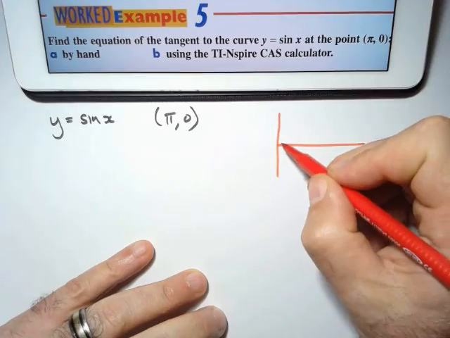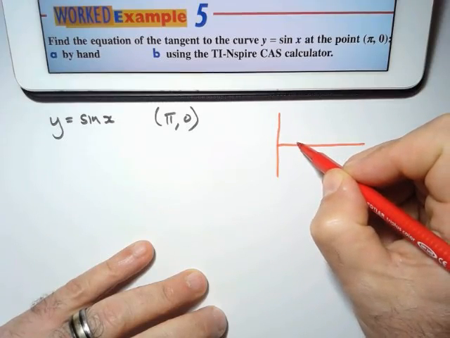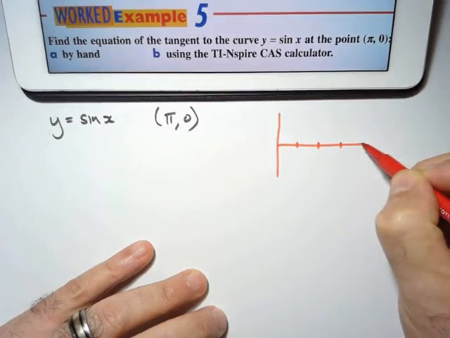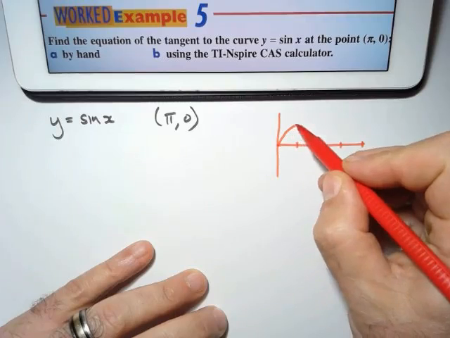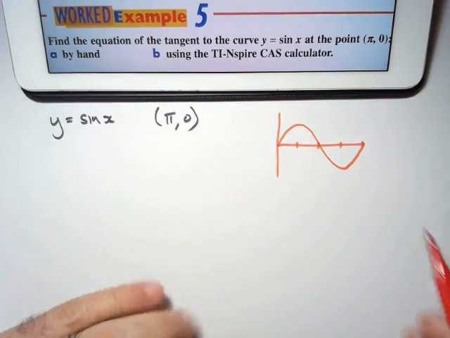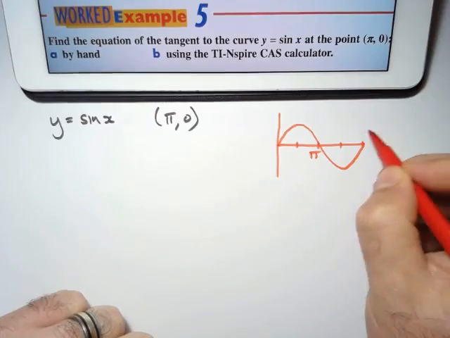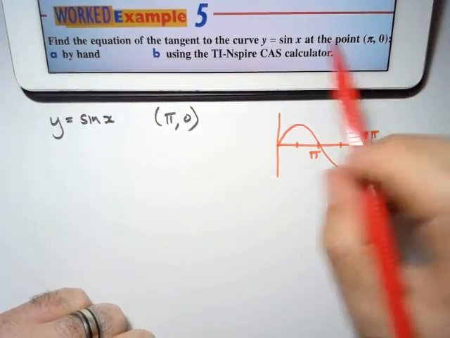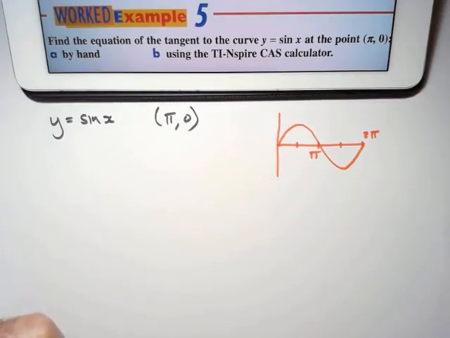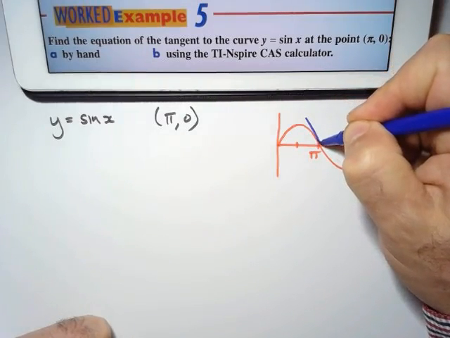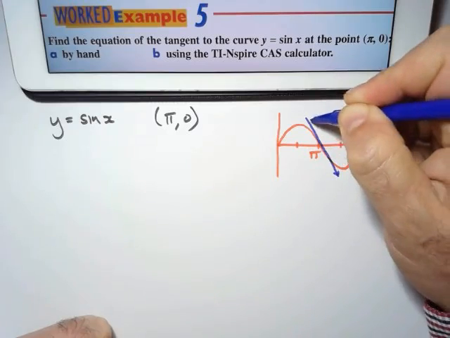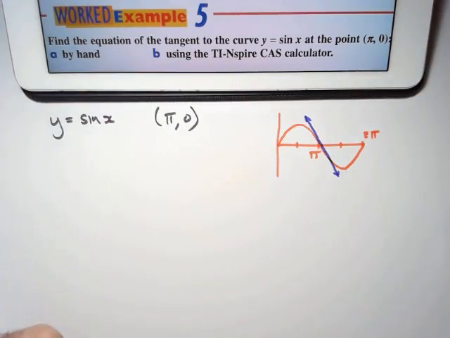So if I draw this sine graph, that will be pi over 2, pi, 3 pi over 2, 2 pi. The sine graph will look like this, where this is pi, this is 2 pi. So what they say is find the equation of the tangent. Now the tangent at that point will be there. So they say find the equation of that blue line, which you can see as a straight line.